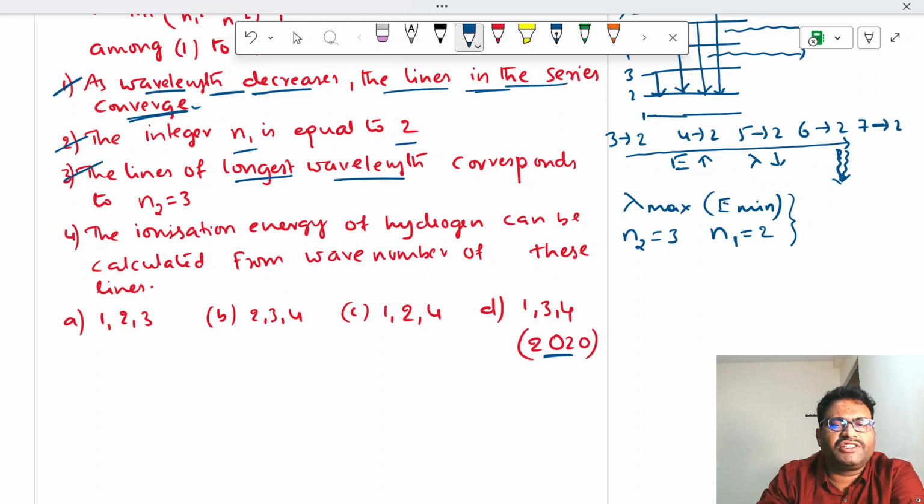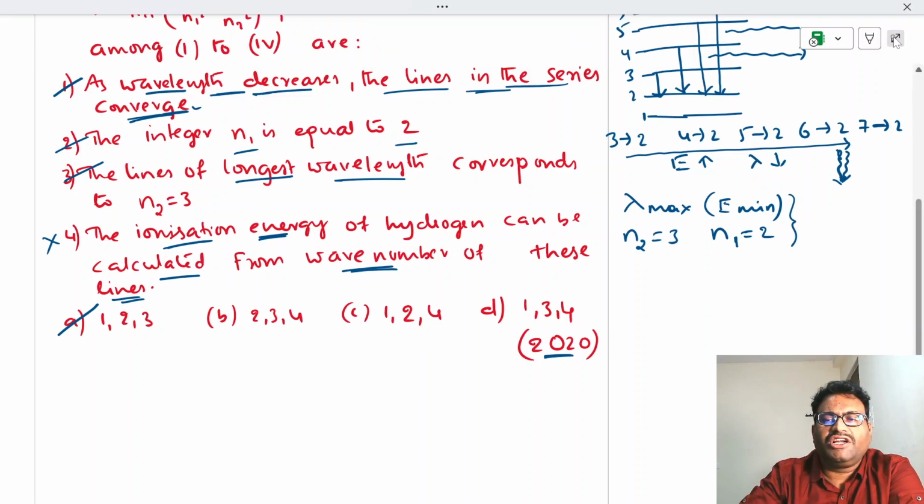The ionization energy of hydrogen can be calculated from the wave number of these lines. From the wave number we can calculate wavelength and frequency, but we cannot calculate ionization energy. So this is not possible, and the answer will be the first option.